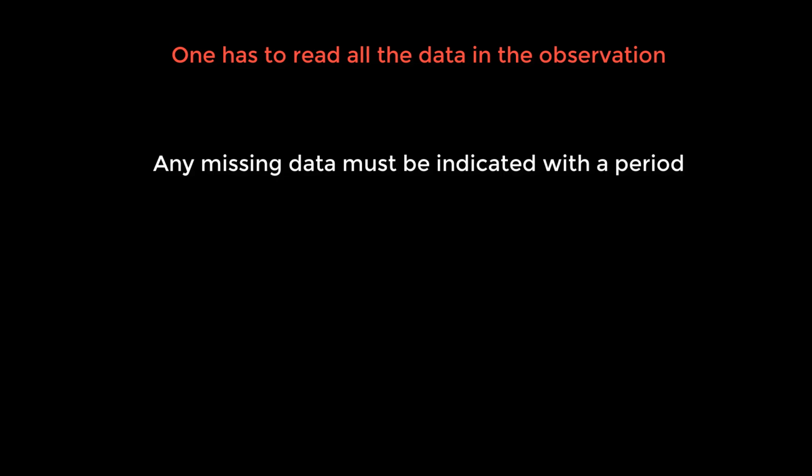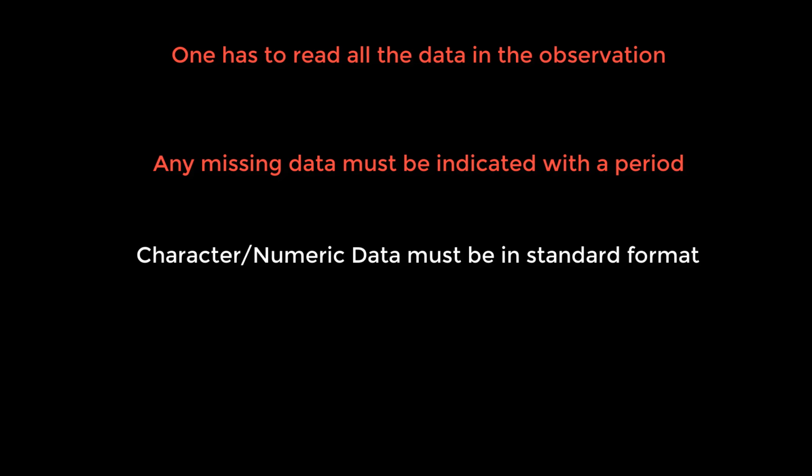The third thing is, the character and numeric data must be in a standard format. What does it mean? If a character variable has any spaces within it, then it is not going to read the data in an appropriate way. When we say numeric data must be in a standard format, it means the numeric data should be only in numerals. It can have decimals, or it can have plus and minus signs. If it has commas or dollar signs, then it is not going to read the data properly.